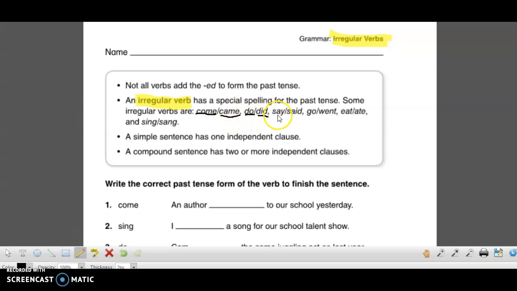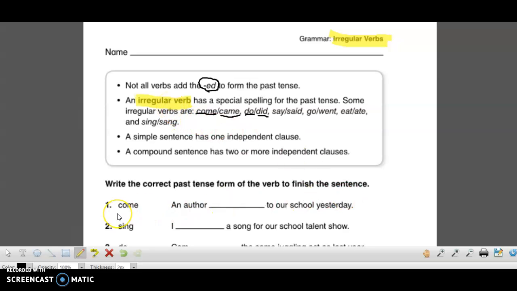Other examples, say, that's the present tense. The past tense would be said. Present tense, go. Past tense, went. Present tense, eat. Past tense, ate. Present tense, sing. Past tense, sang. So for all of these verbs, to make them past tense, we did not add the ed. If we do not add ed, that makes it an irregular verb.